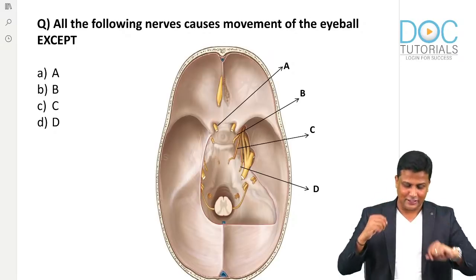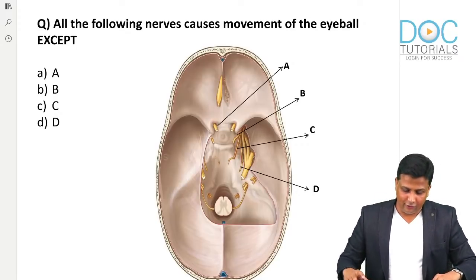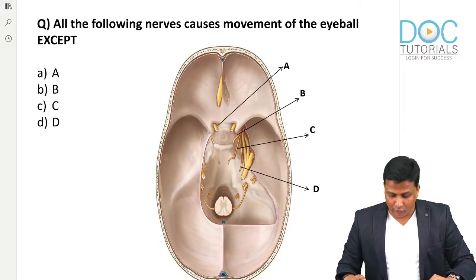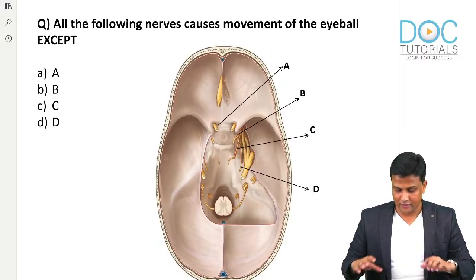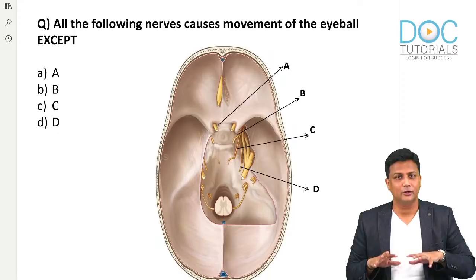Fine. So let's go ahead now. All of the following nerves will cause the movement of the eyeball except which one here. So I'll do one thing, I'll just come back to this one afterwards.